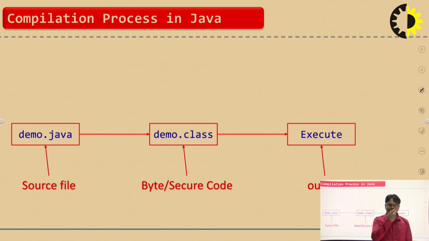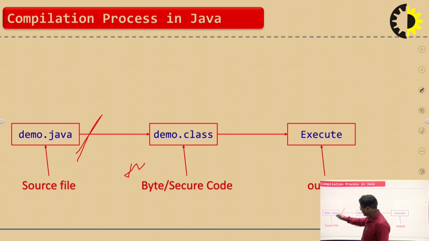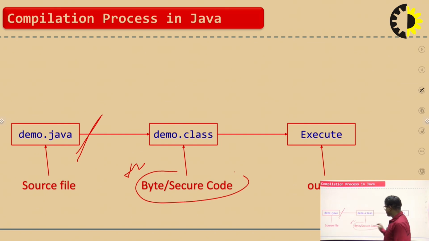And how does the compilation process happen in Java? Here we have a source code or source file, where the extension of the source file is always .java, and the name can be anything the programmer wants to keep. So we write the source code in this source file. This source file is compiled to get the class file. This class file holds the bytecode, which is understood by the JVM.